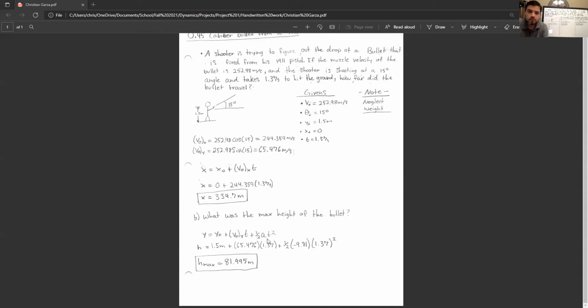We do have to be careful because since he is shooting up, gravity is acting in a downward motion, so that acceleration of gravity will actually be negative. So in the end, the max height of the bullet's travel path should be 81.995 meters, or almost 82 meters.